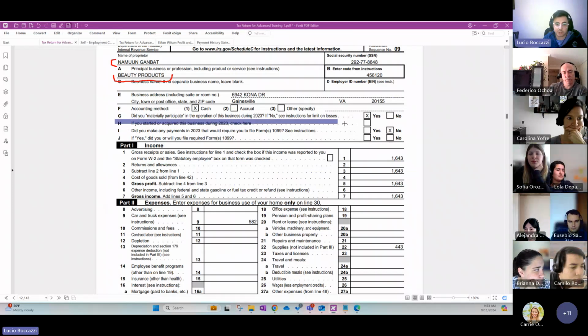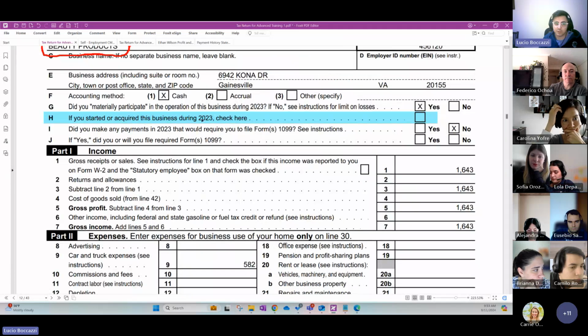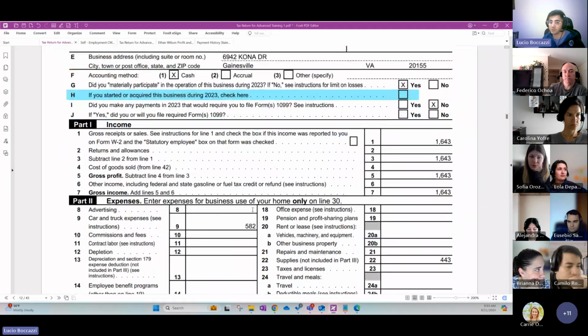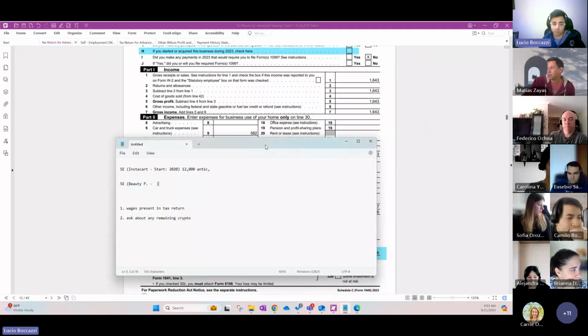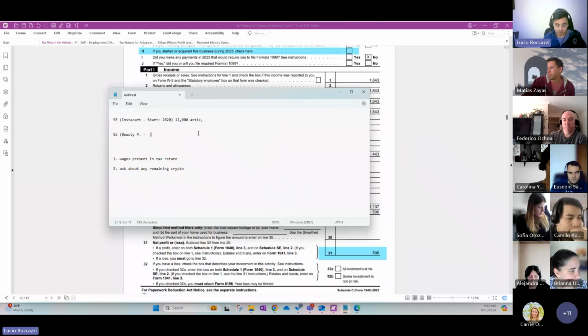Here in the Schedule C, you will see that this line says, if started or acquired this business during 2023, check here. So if it is checked, you would know that they actually started during 2023, but we'll still need confirmation that they are actually doing this, and they will need to add it to the application. So what I'd recommend is let's throw it in our notes, then we would verify with the applicant if they are actually still doing this in 2024.